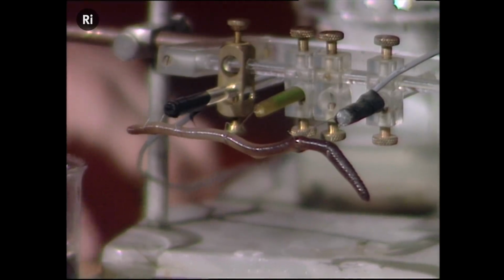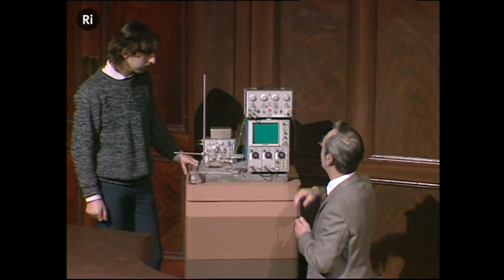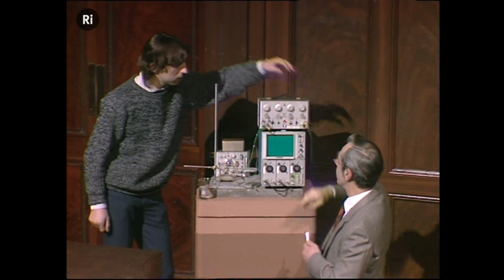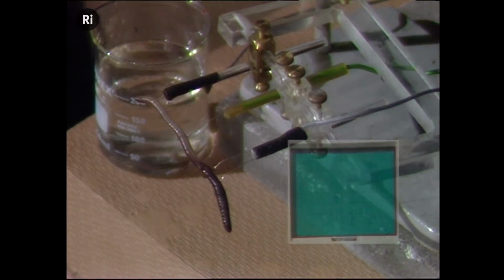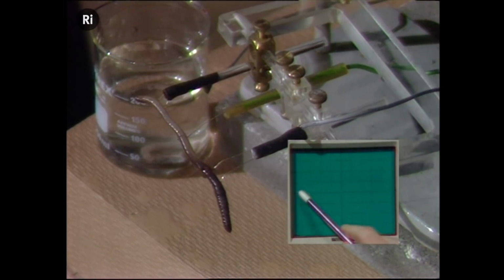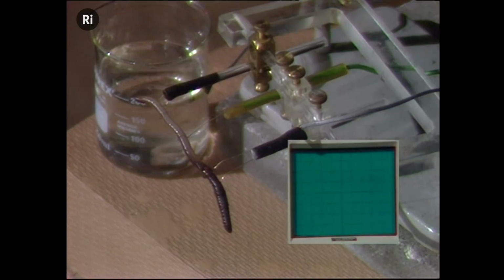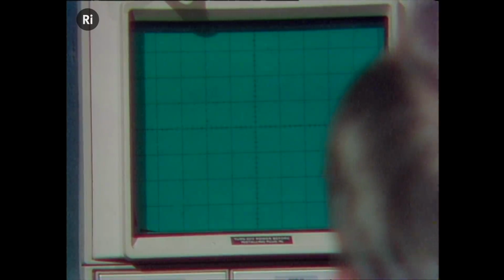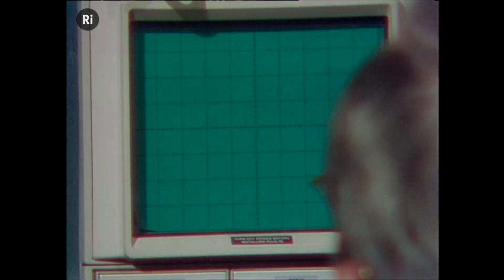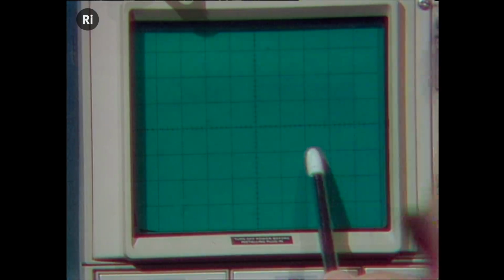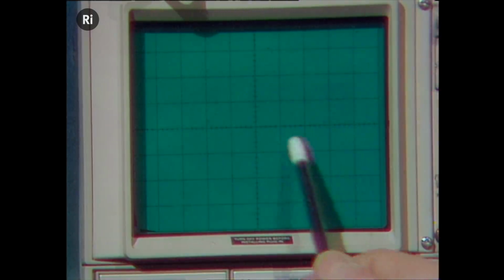So I will now give it a switch on the stimulator. And what we see here on the screen is a spike representing the initial shock that goes down the length of the worm at the speed of light. If I go to the next scale, I can turn it up a lot more, and I get a slower potential there from a second, smaller, and therefore slower fibre system.